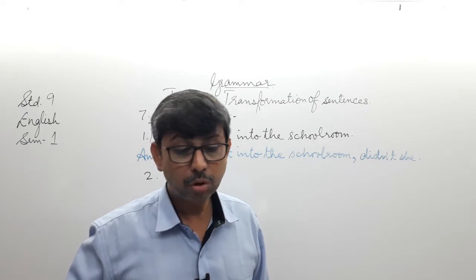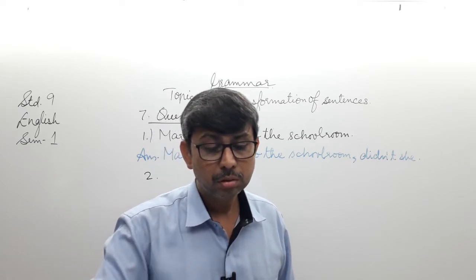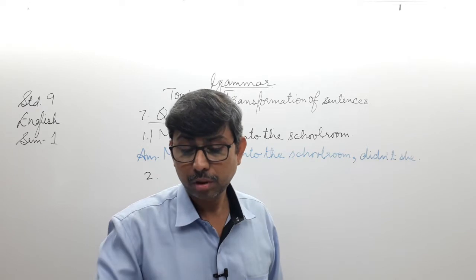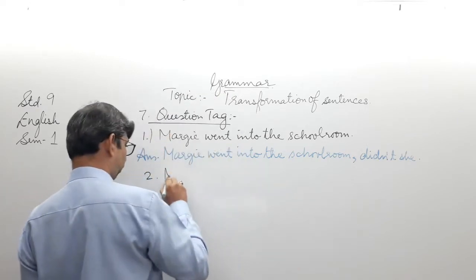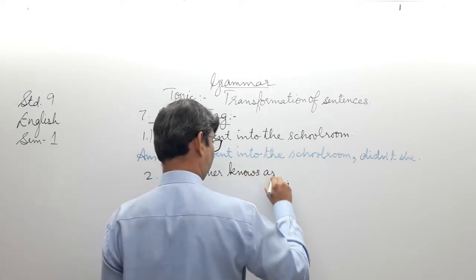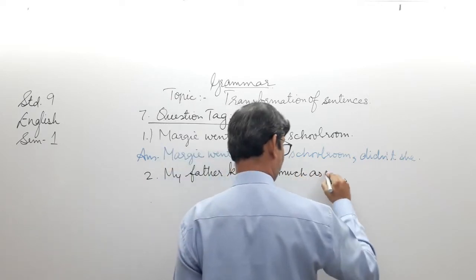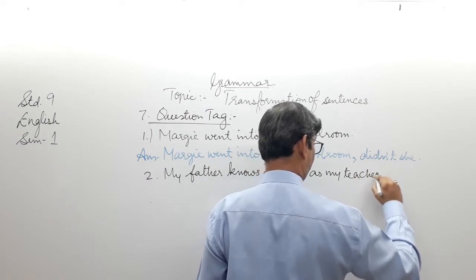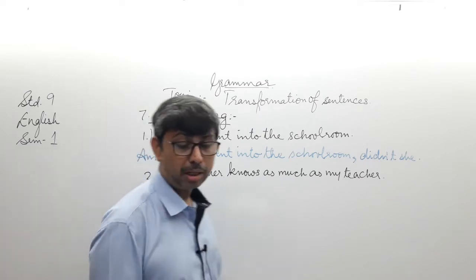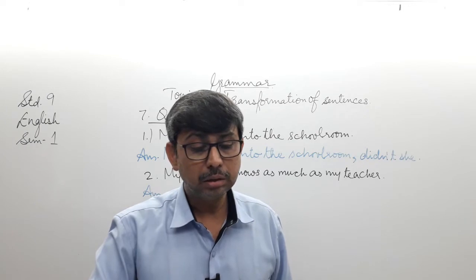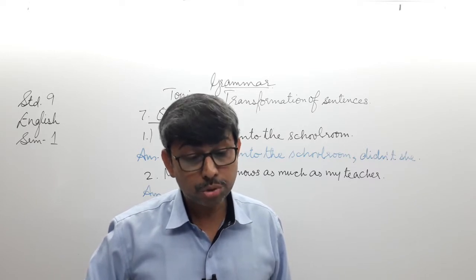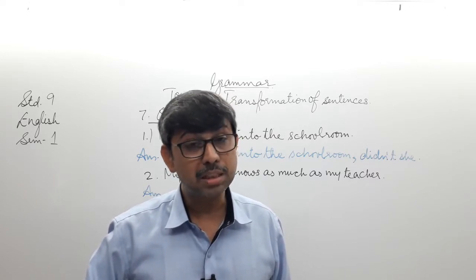Second example for question tag. My father knows as much as my teacher. Write this sentence. You see, the sentence given to us is in the affirmative form. Hence, we will need to write over here the negative tag. So let's write the negative tag. My father knows, we are affirming, he knows as much as my teacher.